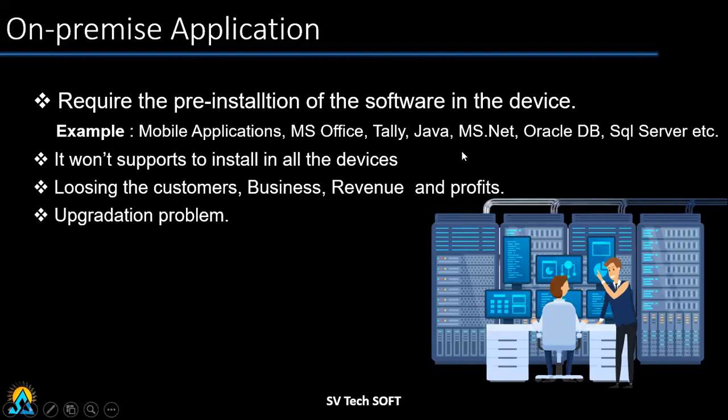Companies should take care of each and everything. It won't support installation in all devices. As I mentioned, for example, if you take any SAP kind of thing, it may require more than 8 GB of RAM and 1 TB of data for the device, right? Otherwise, SAP will not get installed. There are a lot of specifications. The company should take care of them when maintaining on-premise.